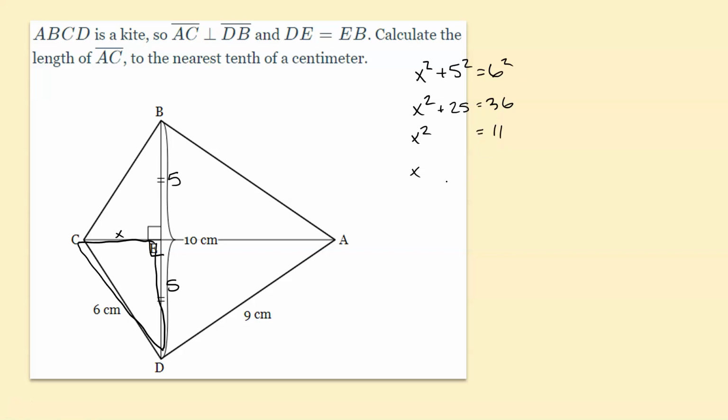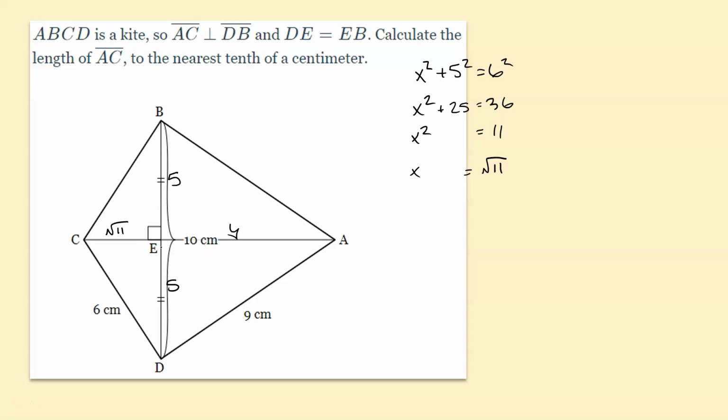Square root that. And we'll just say square root of 11. That does not simplify any further, so I'll leave it like that for now. It does say round to the nearest tenth of a centimeter, but I'm going to save that for the end. So we'll call this square root of 11. And here, from E to A, we'll call that y.